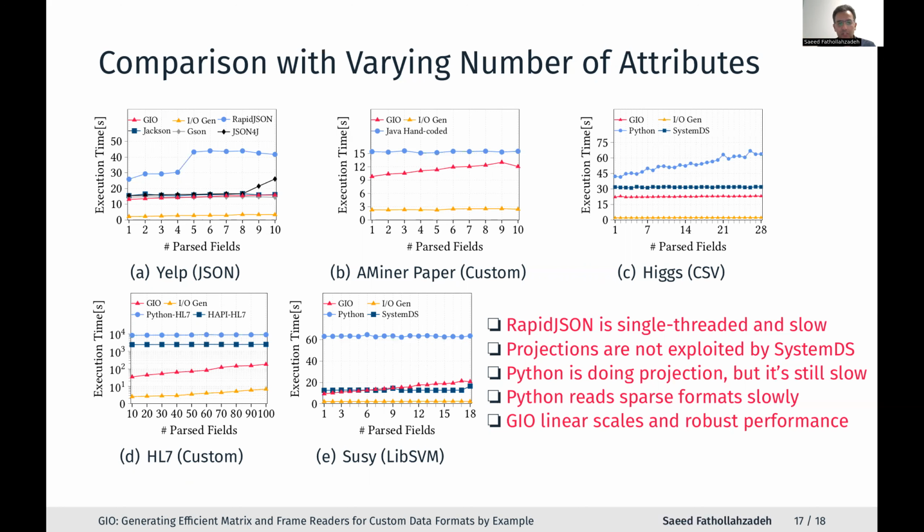Python does projection, but it is still slow, as well as very slow for ultra-sparse datasets. At the end, GIO scales linearly and performs well among state-of-the-art readers.